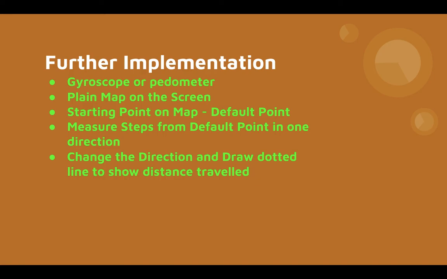Then the steps will be measured from the starting point in a particular direction, and finally, upon changing the direction, as in when the object changes the direction, a dotted line will be drawn on the map to show the distance traveled in that particular direction.